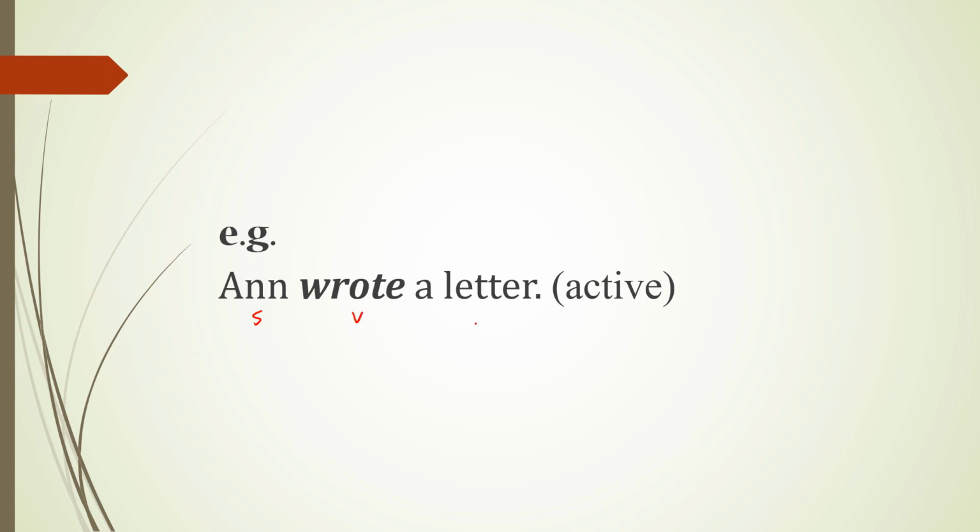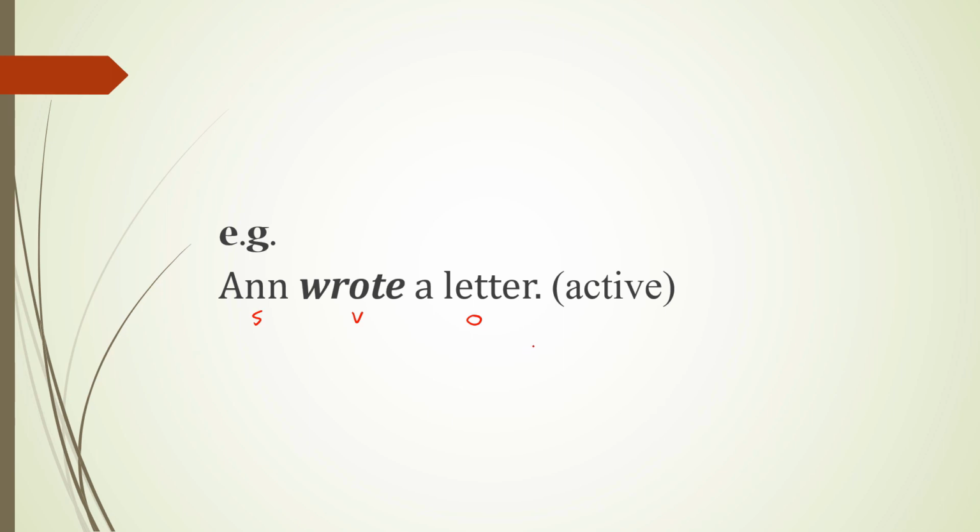Okay, let's give you an example. Anne wrote a letter. Have a look at the sentence. Anne is subject, wrote as verb, a letter is object. In this case, Anne performs an action, that is writing a letter. So this sentence is an active sentence. After that, have a look at the sentence again, whether the sentence has an object or not. Yes, there is an object, a letter. So because this sentence has an object, it can be changed into passive. How to change this active to passive?